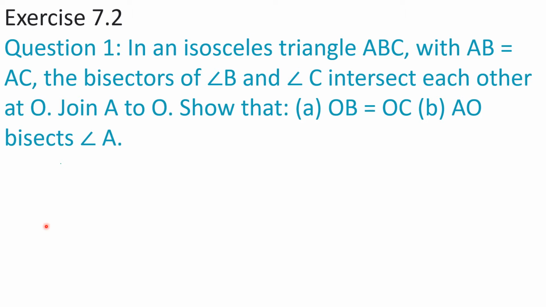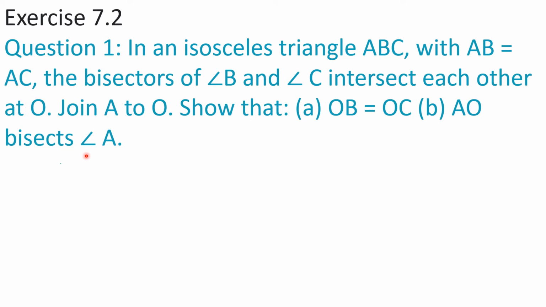Today, let us see question number 1 of exercise 7.2. In an isosceles triangle ABC, with AB equal to AC, the bisectors of angle B and C intersect each other at O. Join A to O. Show that first, OB is equal to OC. Second, AO bisects angle A.